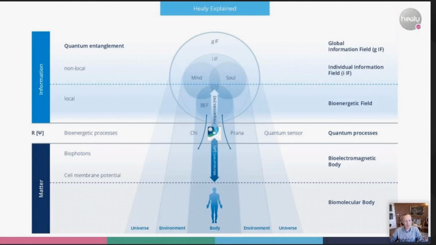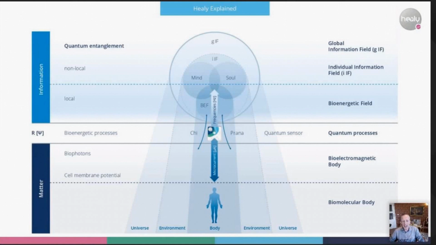So we have the information field up here, we have the material body down here, and in between we have the quantum processes. And this is where Healy operates, because Healy at its very center, on the back of the Healy hardware, has what we call a quantum sensor. It's actually a physical noise generator, which through entanglements connects the information fields with the material aspect of our organism.